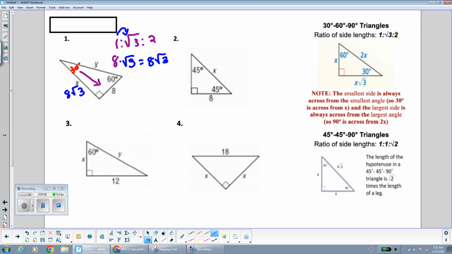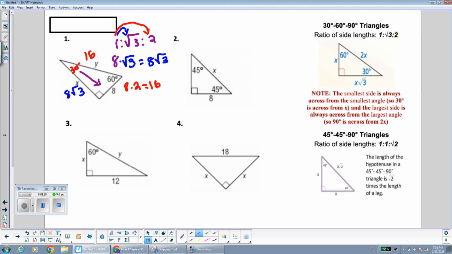Now we're going to find y. And y is the largest side across from the 90-degree angle, the hypotenuse. According to the ratio, the relationship between the smallest side and the biggest side is 1 to 2. So that means to get the biggest side, I'm going to take the smallest side, which was 8, and I'm going to double it. And I get 16.